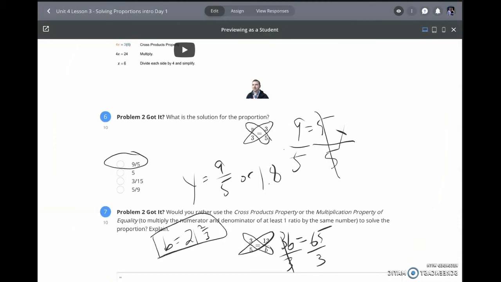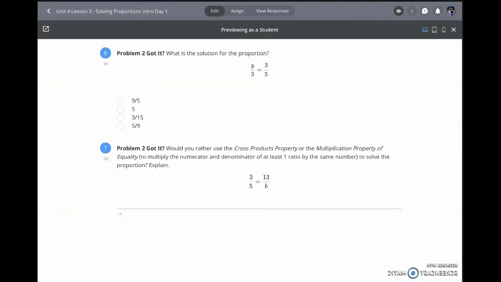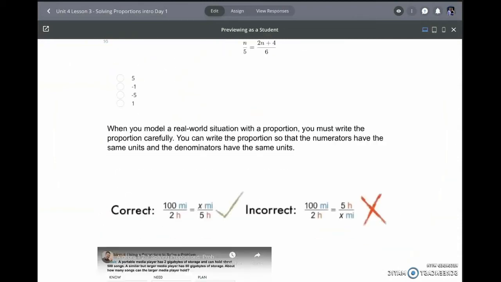And again, this is really efficient, almost needed when we have those variables on both sides, or we have two terms in a numerator or denominator. Something like this, I suggest to use your discretion, whatever you're most comfortable with. But if we get to something like number 8, those cross products are going to be key.